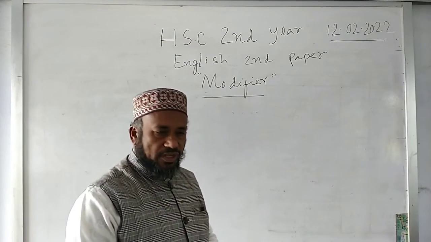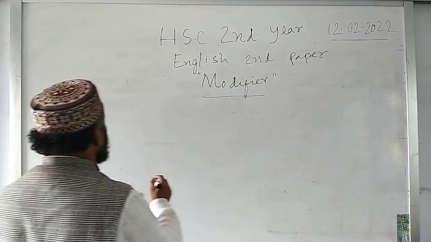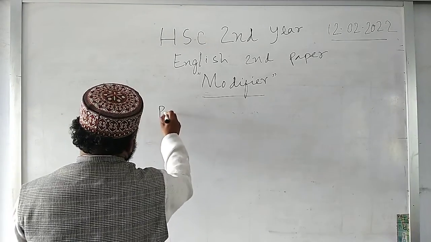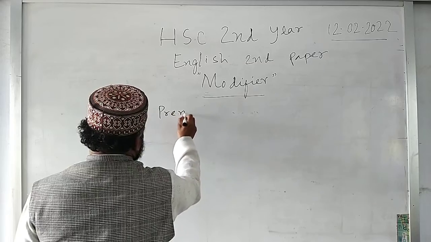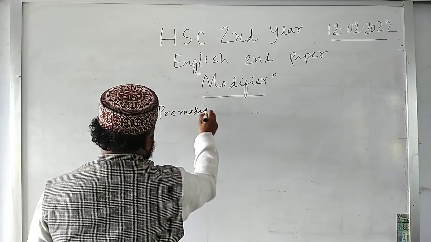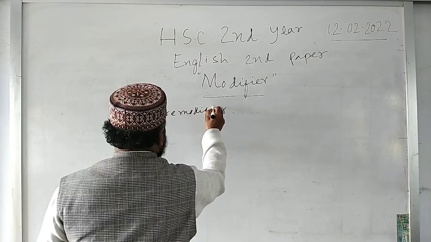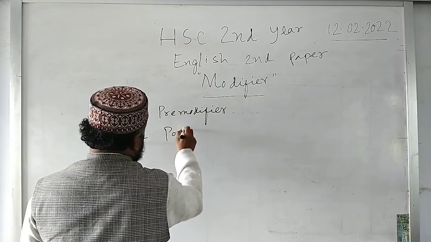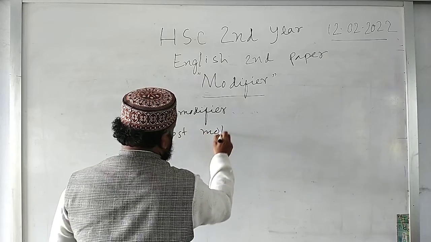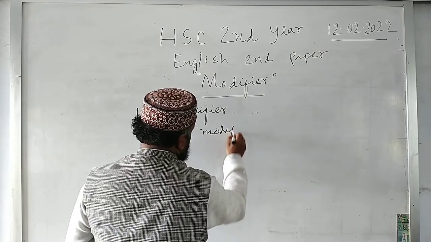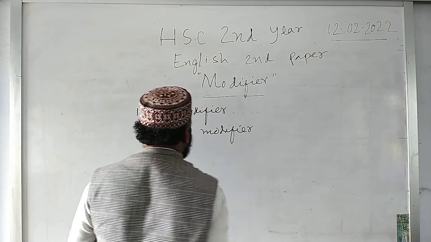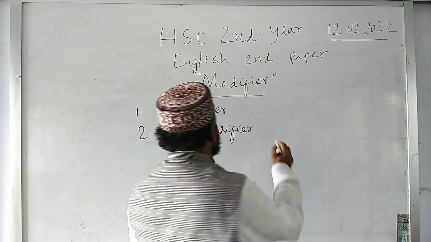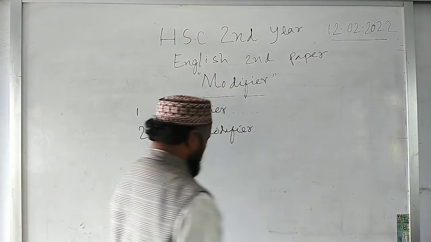There are two main types of modifier. First one is pre-modifier. The second one is post-modifier. Now I'll analyze these two terms, pre-modifier and post-modifier.